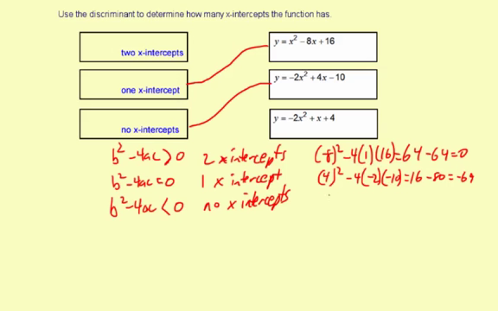And the third one, the b is 1, so it's going to be 1 squared minus 4 times negative 2 times 4 equals 1, and then 4 times 2 is 8, 8 times 4 is 32, plus 32, 33, which means you have 2 x-intercepts. You have a positive discriminant.